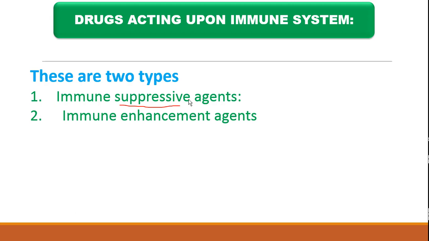These drugs are generally used during organ transplantation. If you want to change the heart, the kidney, or any organ, we have to suppress, we have to stop the attacking of the immune system of our body. So, those drugs are called immune suppressive agents. The next one, immune enhancement agents. Today we are suffering with COVID-19. To treat COVID-19, actually we need high immunity power. So, for that we are going to use these drugs, immune enhancement agents.